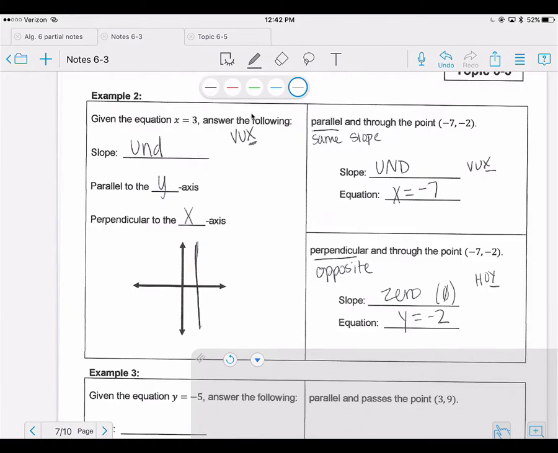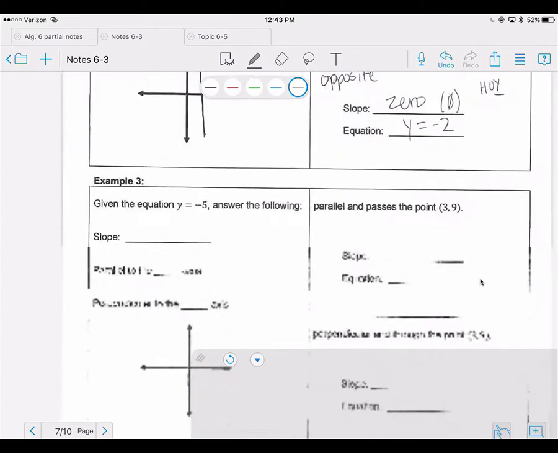Remember, parallel means the same slope. So with special cases, if you start with a vux, parallel would also be a vux. Vux means you take x equals your x point and you're done. Perpendicular to a vux would be a HOI. So my options here are vux or HOI, whatever you start with. Parallel would be the same, perpendicular would be the opposite. So for this one, the opposite of a vux would be a HOI. So a HOI has a slope of 0, and my equation is a y equals equation.